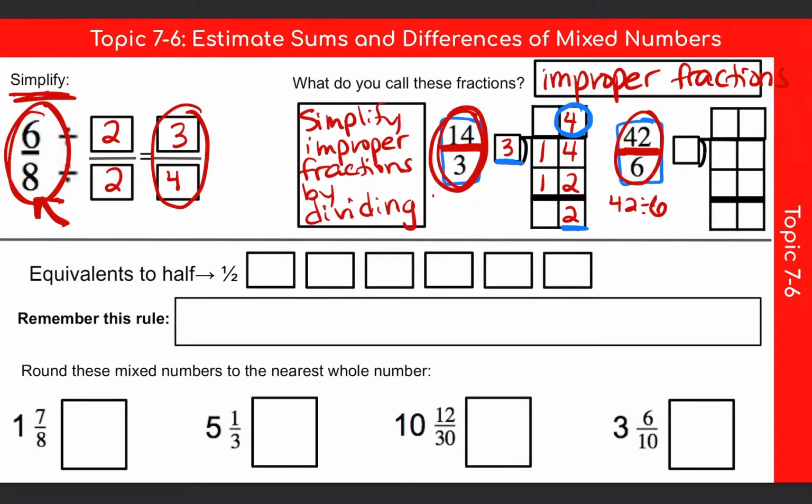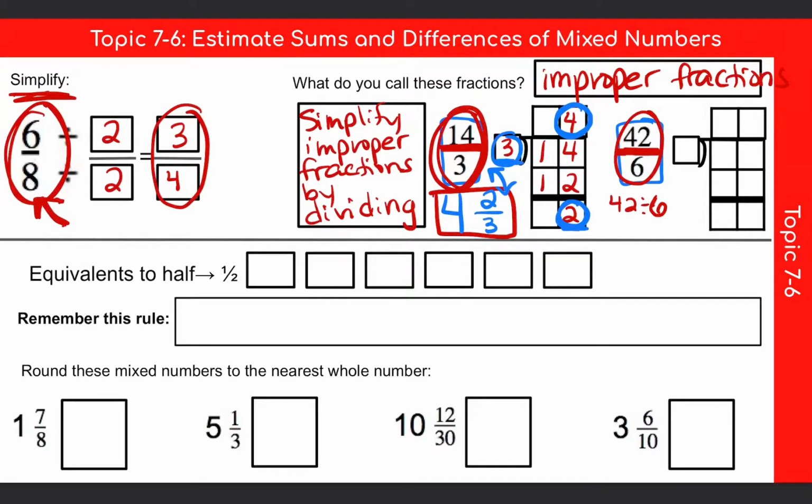If you want to make a little new text box and write that down, 14/3 simplified, we just take the whole number, so that's 4 big wholes, that's our whole number, and then 2 out of 3. So 2/3. So these two things are exactly the same.